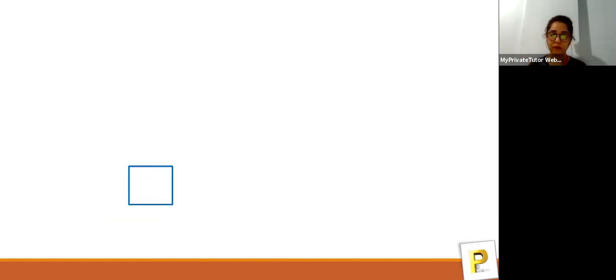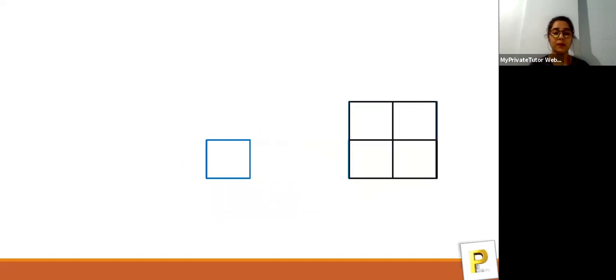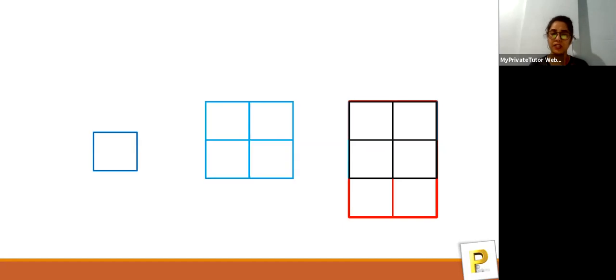So we have a square. With this square, we now make three more squares. And with these 4 squares, we add 2 more squares to them. Initially we had 1 square, then we took that 1 square and added 3 to it. Then it became 4, and then we took 4 squares and added 2 more to them. Let's see what is happening. You can see that initially we had 1, then we have 4, and then we have how many? 6.